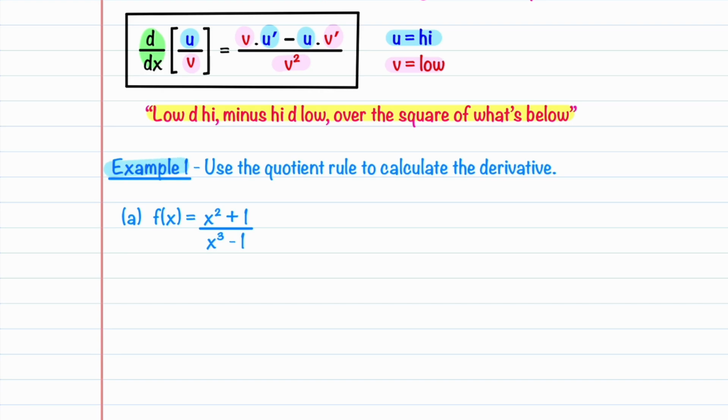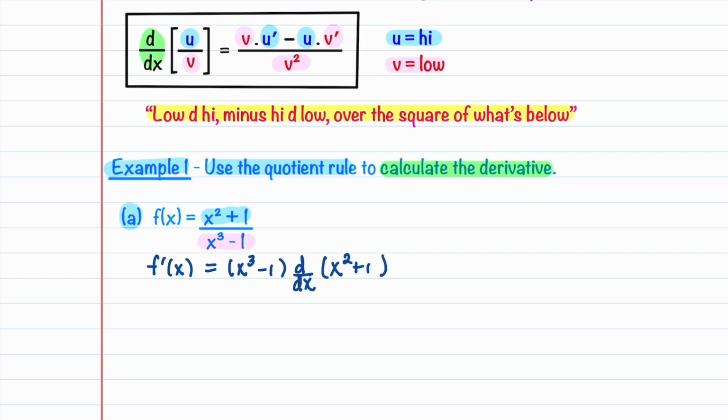Let's now look at our first example. In this example, we are going to use the quotient rule to calculate the derivative. In part A, our function f of x is x squared plus 1. That is the top function. And it's divided by x cubed minus 1, which is the bottom function. Our derivative, f prime of x, is the bottom function, x cubed minus 1, times the derivative of the top function, x squared plus 1.